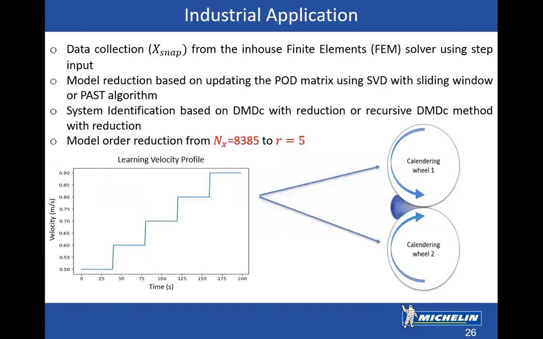So in this industrial application, I started collecting the snapshots from the in-house finite element solver using a step input between 0.5 and 0.9. Each 40 seconds, I'm making a step. I started with the model reduction based on updating the POD using SVD with the sliding window, and then with the POSTA algorithm, and compared them. Then I've done the system identification based on DMDC with reduction or the recursive DMDC method with reduction, taking both cases to check which one works better.